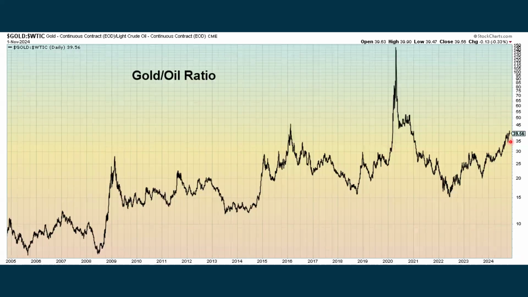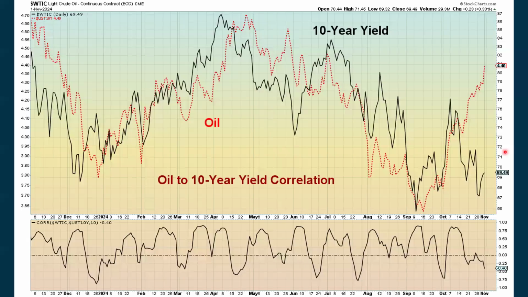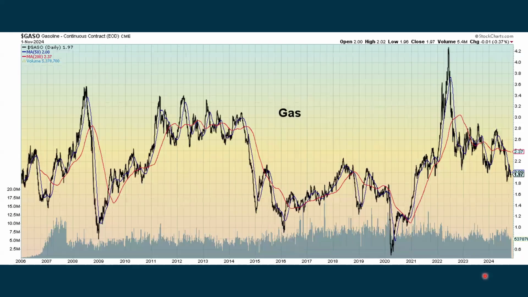We look at a gold to oil ratio. When this is going up, that means gold is outperforming oil. Then we look at the 10-year yield, which is in black, and then the red dashed line, which is oil. We look at the correlation between them. They're not really going in the same direction right now. They're neutral to slightly going in opposite directions.